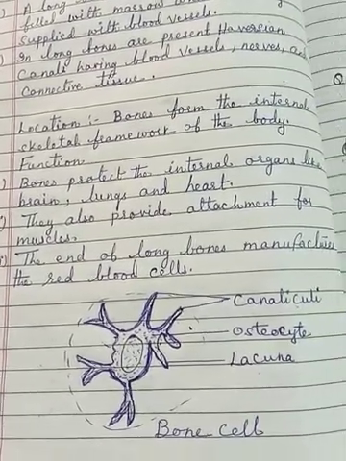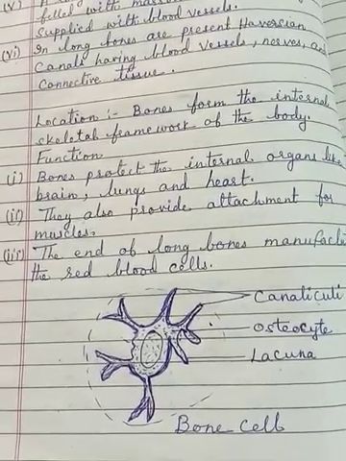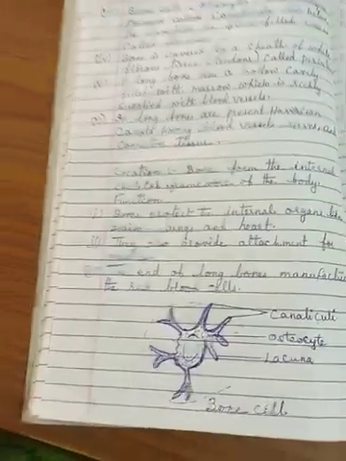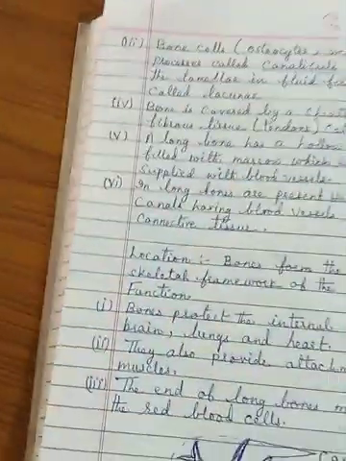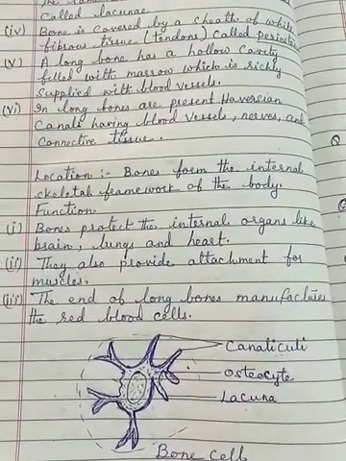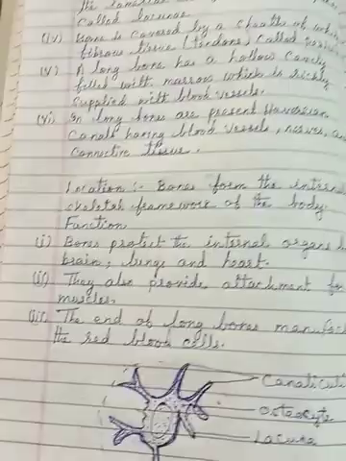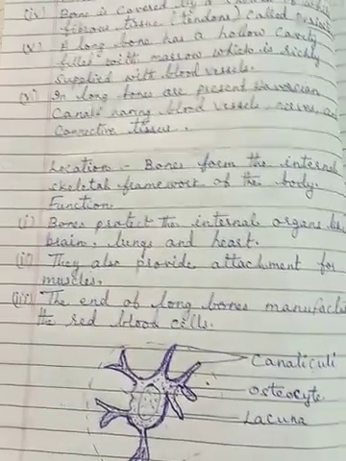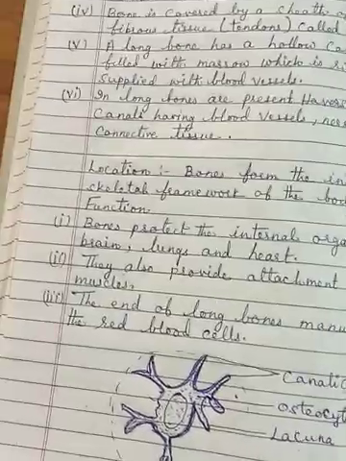They also provide attachment for the muscles. As we have seen in the fibrous connective tissue, these tendons provide attachment of bones to the muscles. Now, the end of the long bones manufactures the red blood cells. The long bones are filled with the marrow, which is richly supplied with the blood vessels. So the end of these long bones manufactures the red blood cells. So these are the functions of the bones.